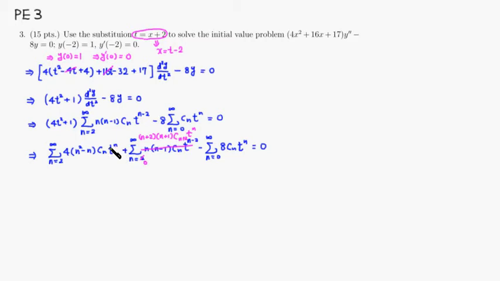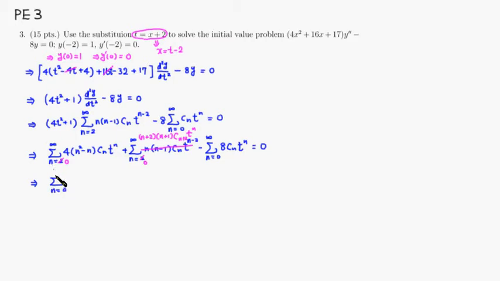We already have t to the n there, so we don't have to do anything. The only thing we have to do is here. We want to start from 0, but we can just start from 0 because when n equals 0, this term is 0. When n equals 1, the term is also 0. So we can simply change that to 0. Alright, then we can just put them all together in one summation. So you have a summation.